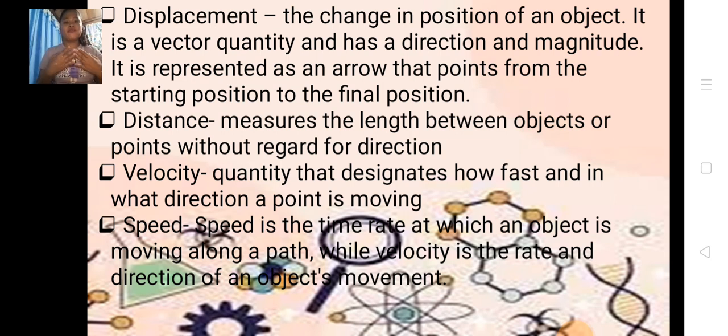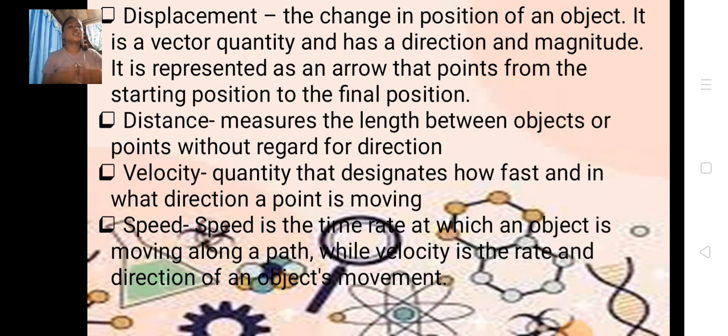It is a vector quantity and has a direction and magnitude. It is represented by an arrow that points from the starting position to the final position. For example, running: from the first position, when the running starts, we go to the final position. Okay? Second is distance. Distance is the measure of the length between object points with regard to direction.